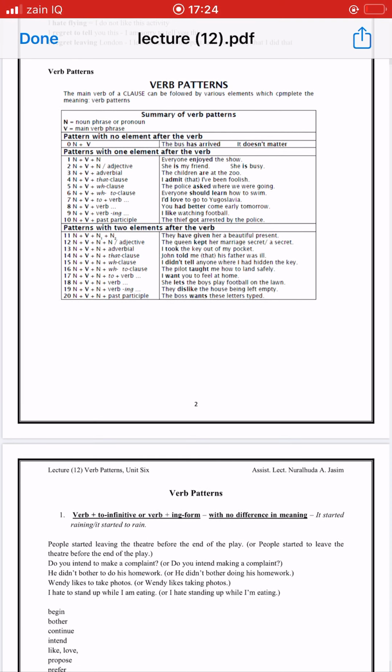I'm going to read these sentences. They have given her a beautiful present. The queen kept her marriage secret, or a secret. I took the key out of my pocket. John told me that his father was ill. I didn't tell anyone where I had hidden the key. The pilot taught me how to land safely.